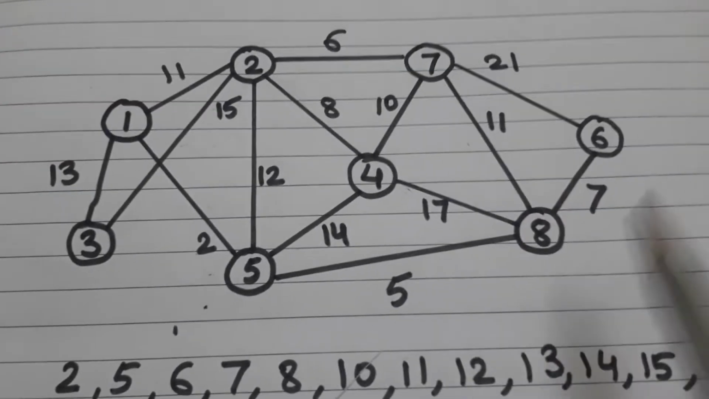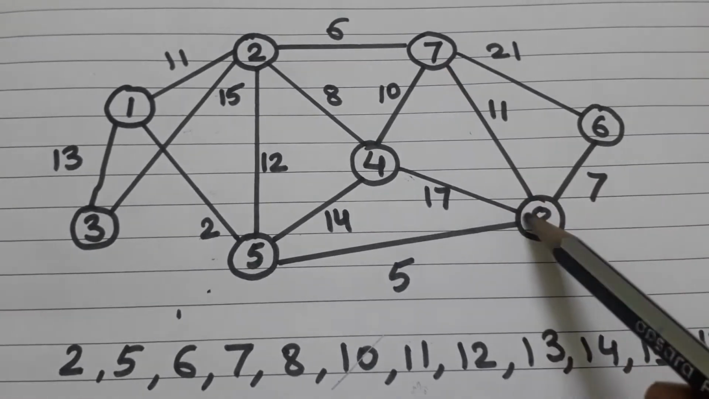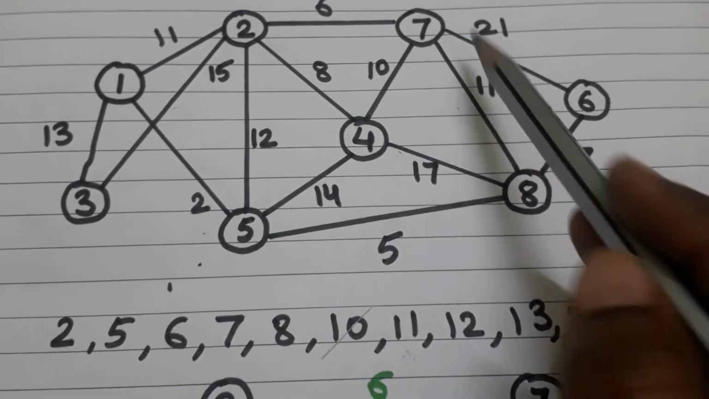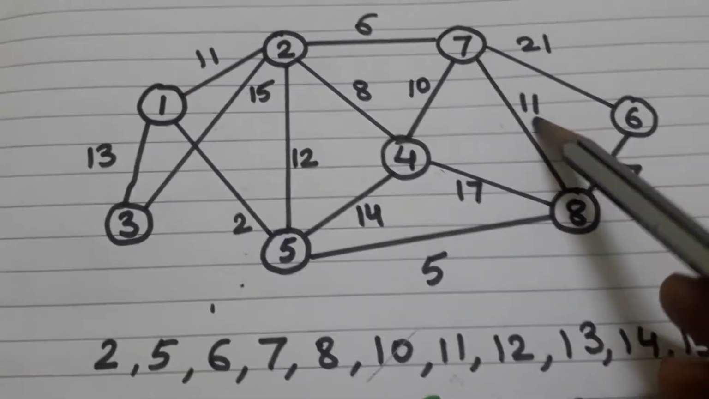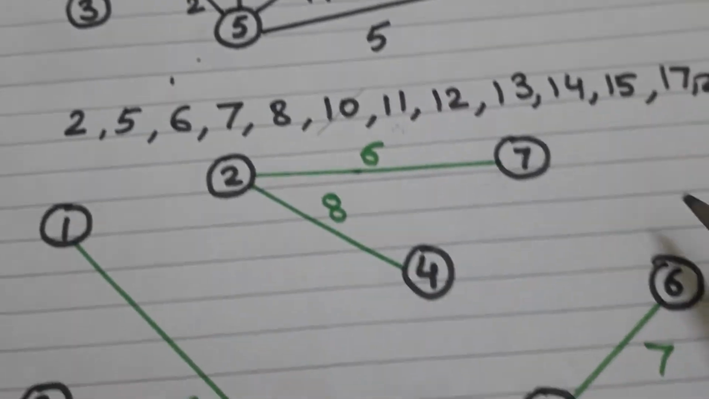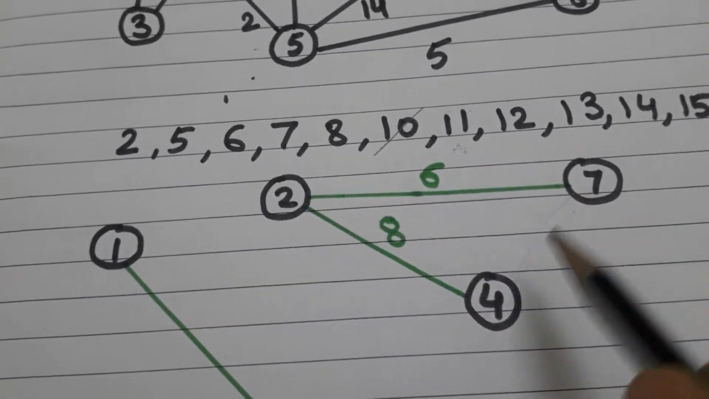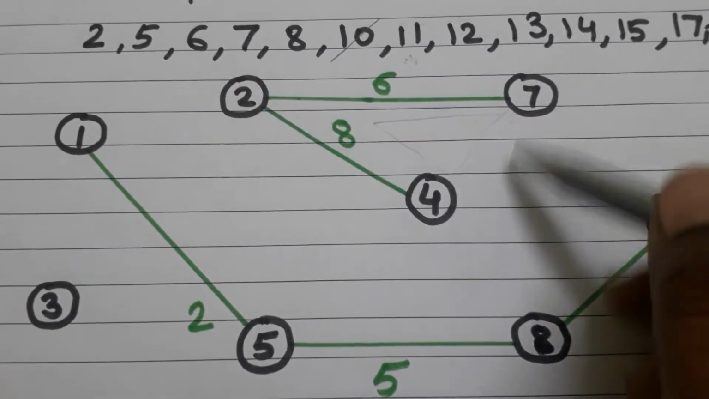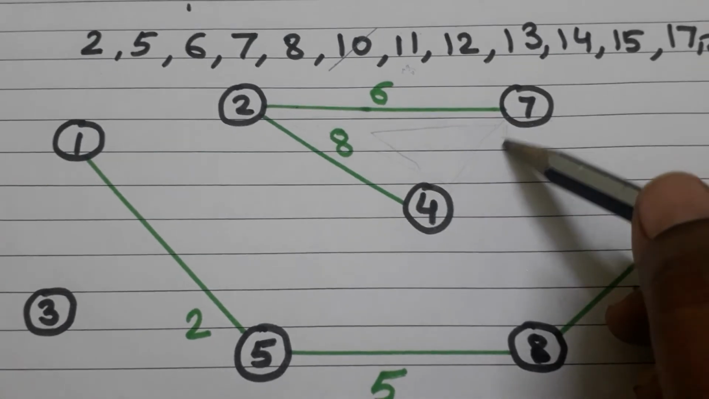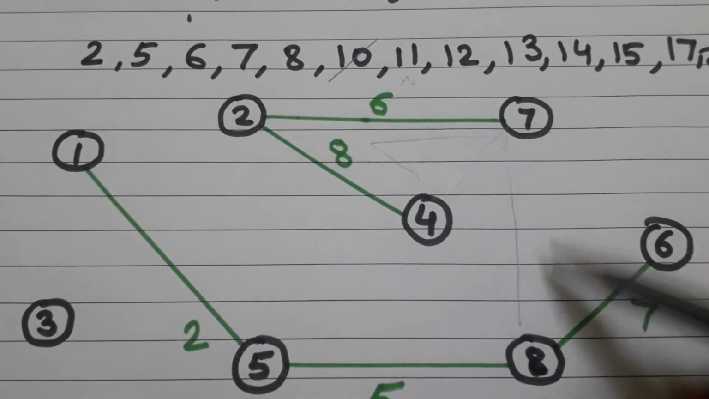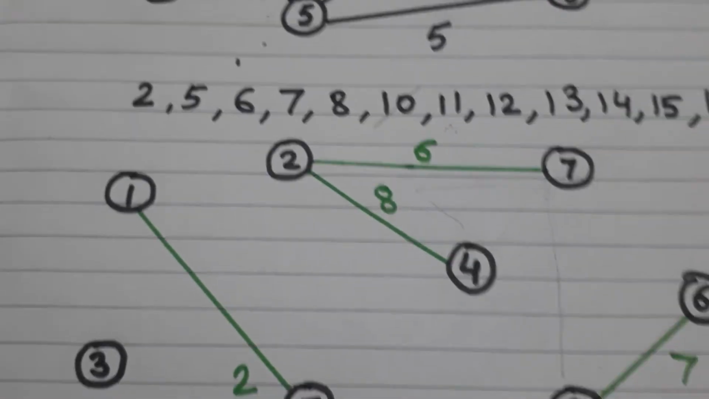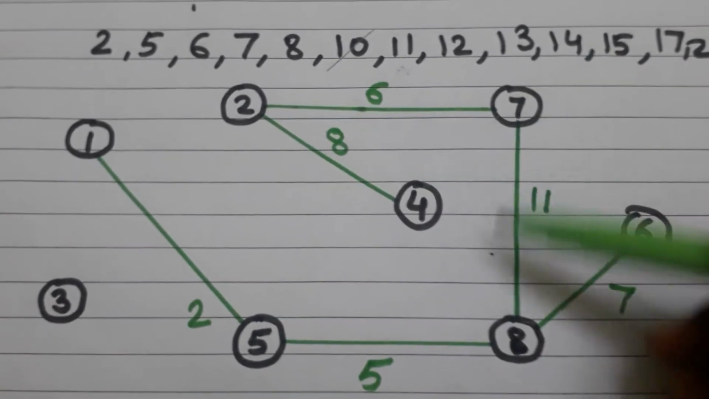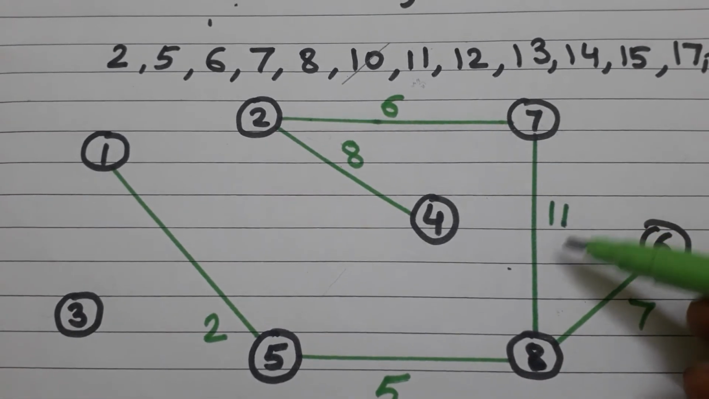So if you can see here, this 7 to 8 or 8 to 7, this age contain 11. So here we will add this age. Now if we create this age from 7 to 8, it will not create a loop. Okay, it will not create a loop. So therefore we will add this age. Now here we have created this age, that is 7 to 8 with weight 11.